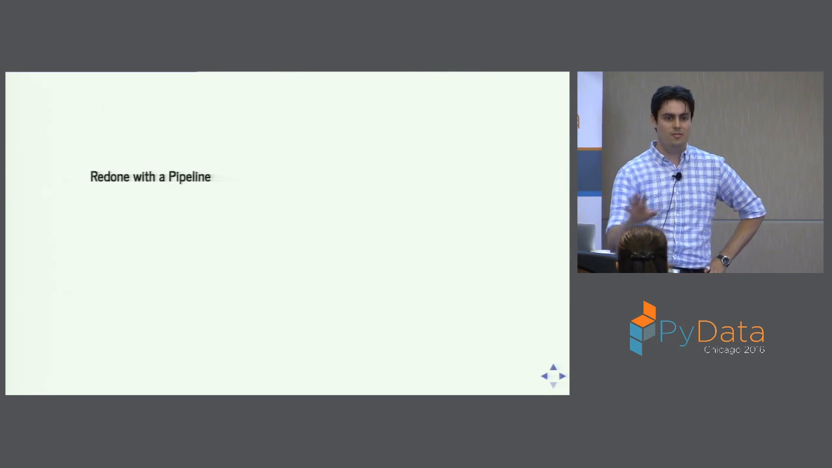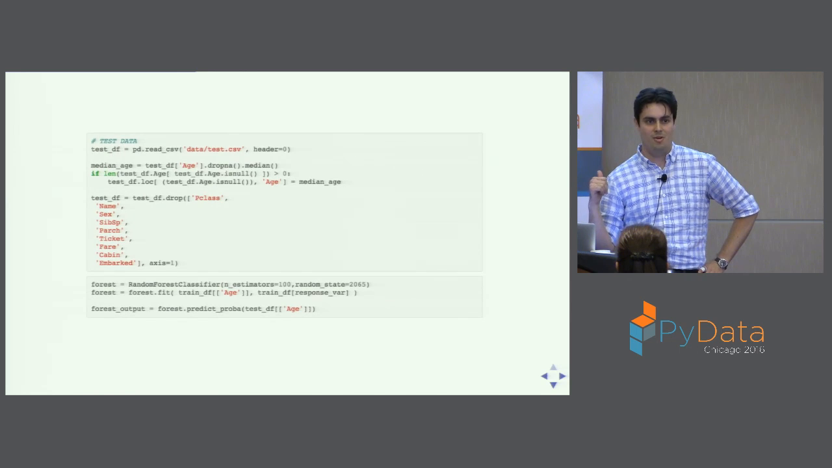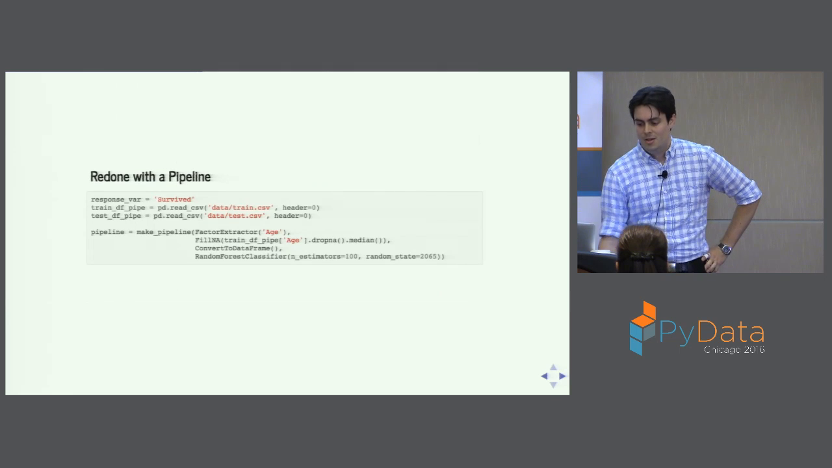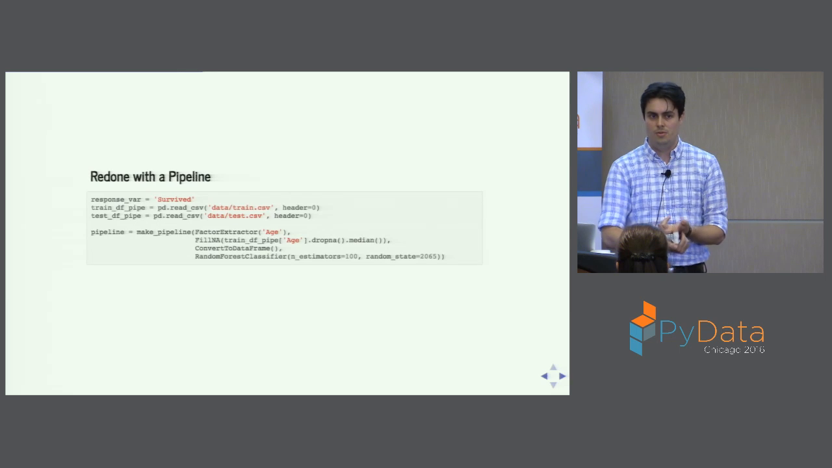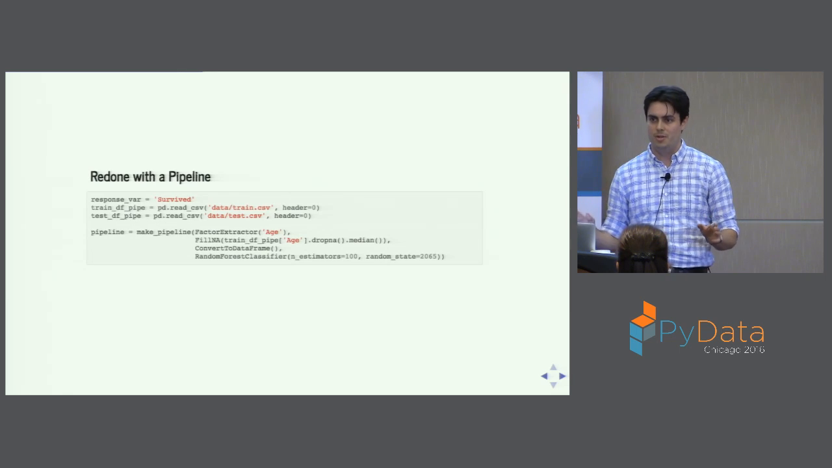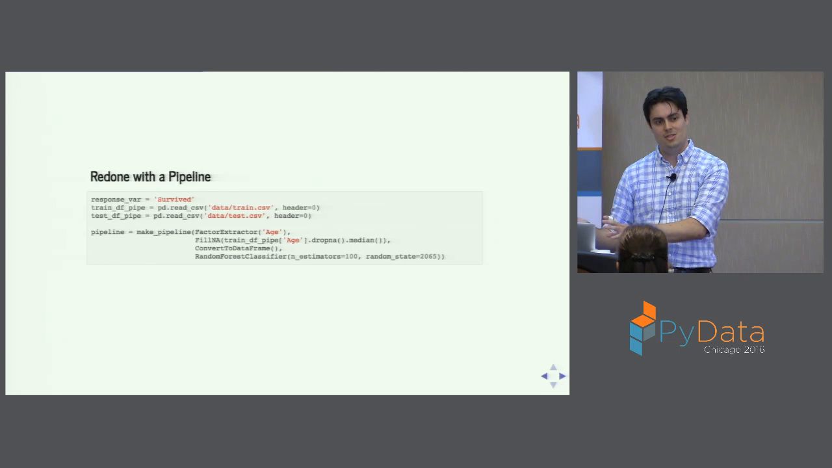So I'm gonna redo all of that work with the pipeline. To recall, the output of this thing is called forest output. I'm really into very explicit variable names. All right, so here's redoing it with a pipeline. We have a response variable. We're gonna read in both training and test. Then I'm gonna call this function make pipeline. As you can tell from how many times I've said pipeline so far, I'm going to go more into this later. We're just gonna kind of take this as a thing for now.